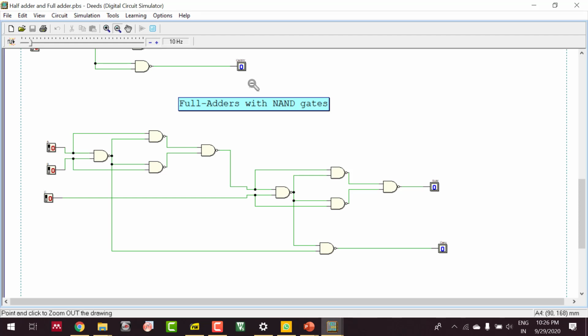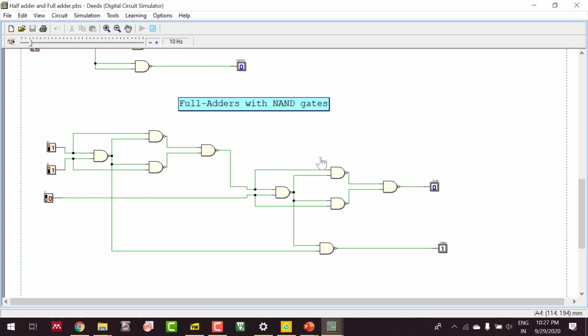Now I'm going to test the truth table by keeping all ones. If I keep all ones, I'm supposed to see sum 1 and carry 1. You can see sum 1 and carry 1. If Cin is 0, it's going to produce sum 0 and carry 1. This is how you can construct a full adder with NAND gates.